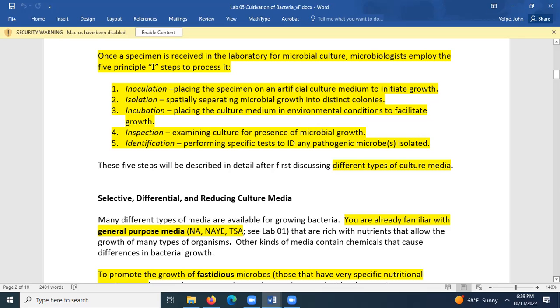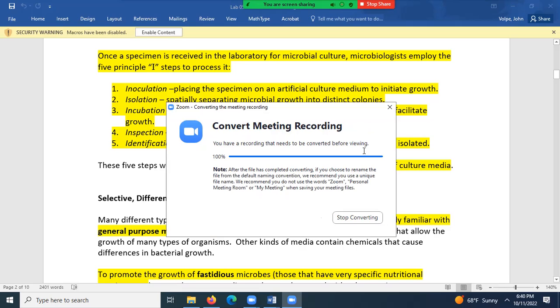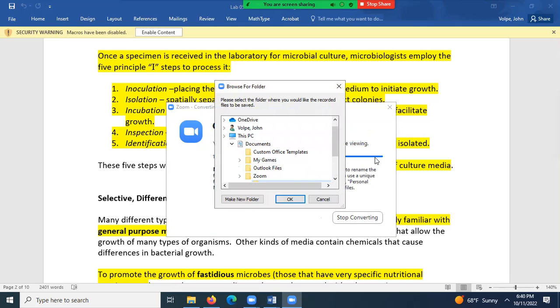So that's isolation. Incubation is just placing the culture media in an environment to facilitate the growth of the microbes. Inspection is examining the culture for the presence of microbial growth. That begins to identify it, but generally to identify it, you then have to perform specific biochemical tests to identify the pathogenic microbes. Any questions about any of that?